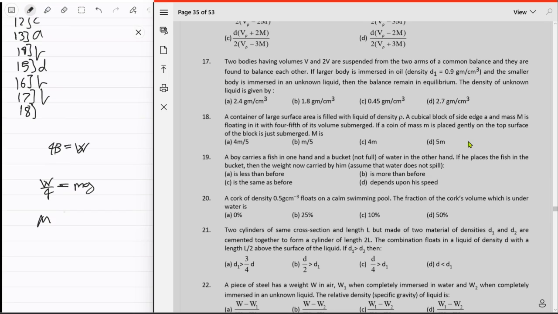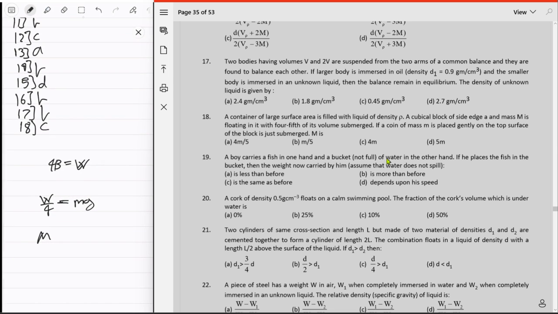Wait, something's not right about this. Am I missing something? It has to be weight upon 4. Oh, okay, you want capital M, not small m, so capital M is going to be 4 times small m. So just see the answer. Next question, 19th.